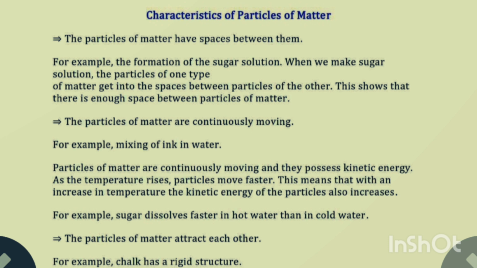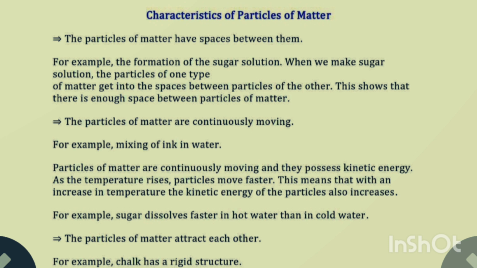The next important part is the characteristics of particles of matter. That is, what are the characteristics we have for the particles of matter. First point, the particles of matter have space between them. So what is the first point? The particles are having space between them. Example, we have the formation of a sugar solution. When we make a sugar solution, the particles of one type of matter get into the space between the particles of the other. This shows that there is enough space between the particles of matter.